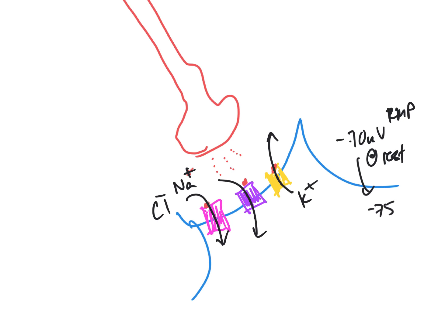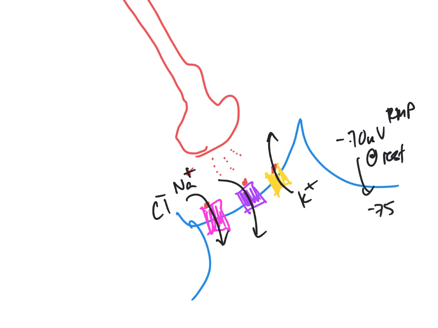What about for chlorine? It's going to become less negative, right? It's going to move up to minus. I'm sorry. You were right. Minus is going to become more negative. It's adding a negative, and it's going to become more negative. And what does that mean when it becomes more negative? It moves further away from threshold.